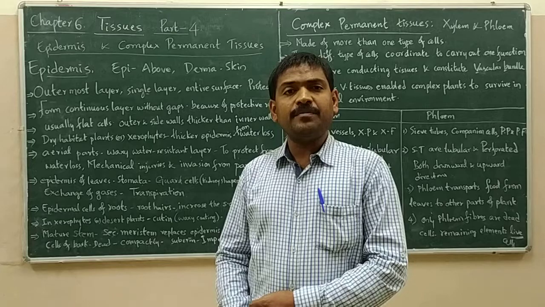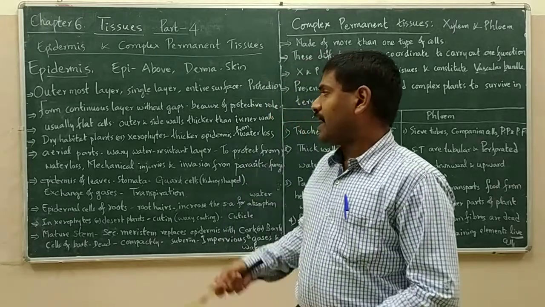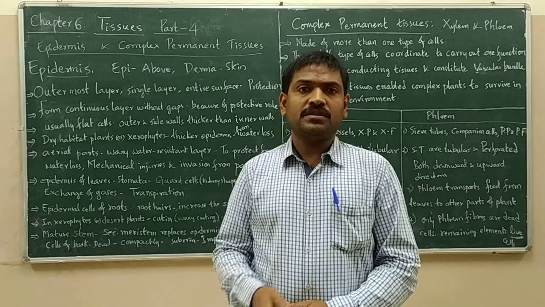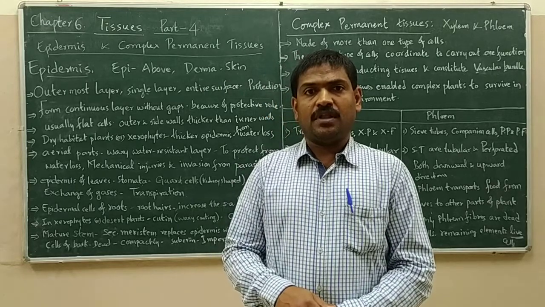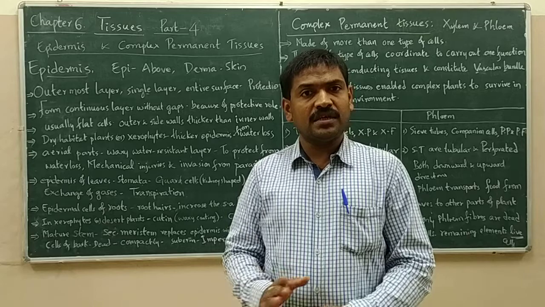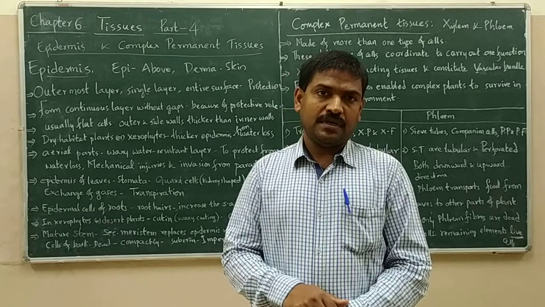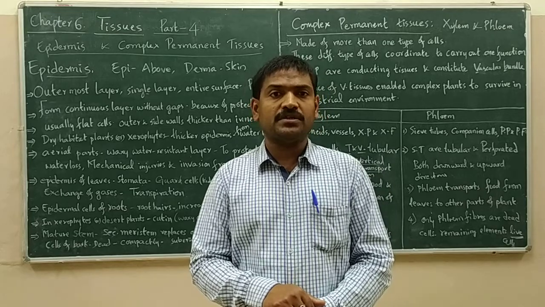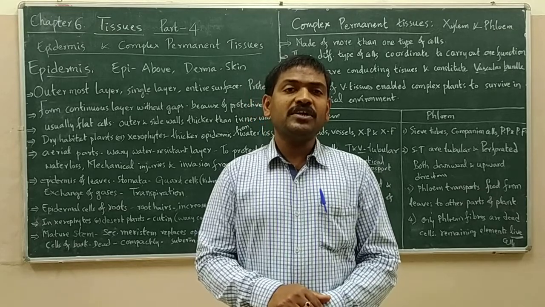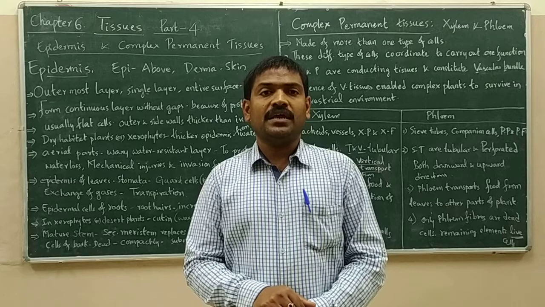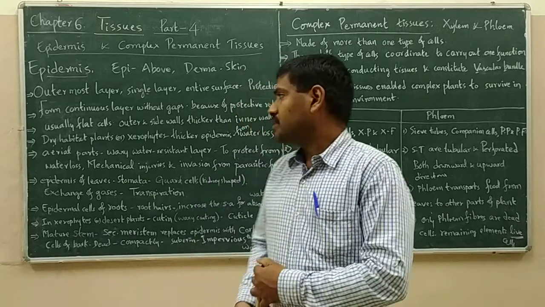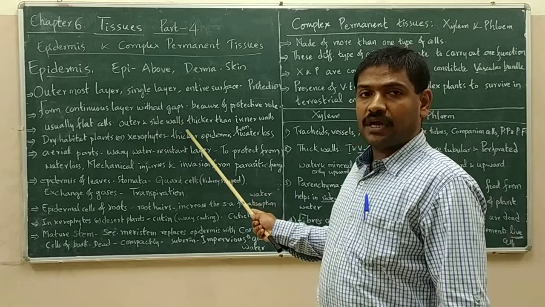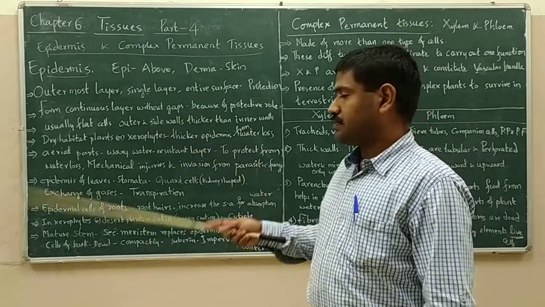And epidermis is generally made up of flat cells, and these flat cells have three surfaces: the outer surface, the side surface, and the inner surface. The outer and side surfaces of the epidermal cells are generally much thicker than the inner surface of the epidermal cells. So, the outer and side walls are thicker than the inner walls.